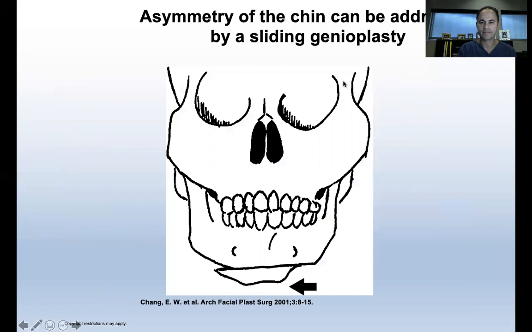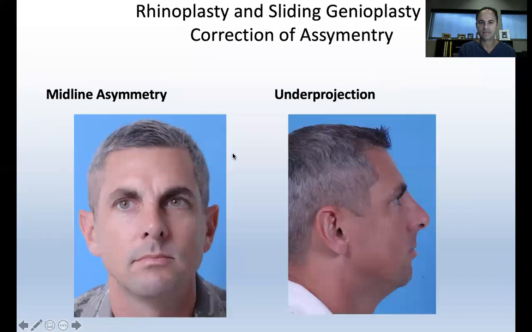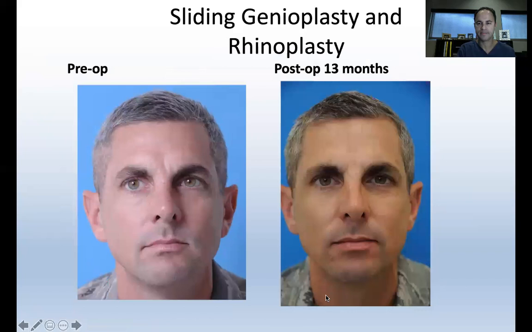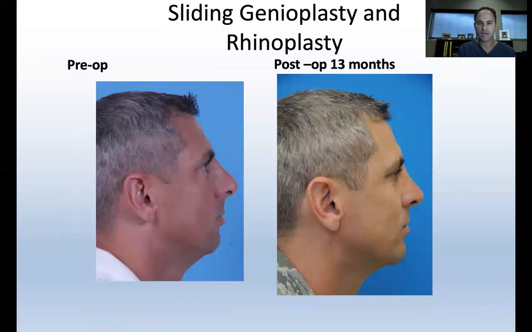Asymmetry can be corrected with sliding genioplasty, as depicted here by this article in Archives of Facial Plastic Surgery by Dr. Chang. This is a patient with midline asymmetry. As you can see here, there is very significant asymmetry of the chin point, as well as an anterior deficiency in projection. I performed a sliding genioplasty and rhinoplasty, and you can see the correction in the asymmetry, and also correction in the lack of anterior projection, the under projection, in the patient.